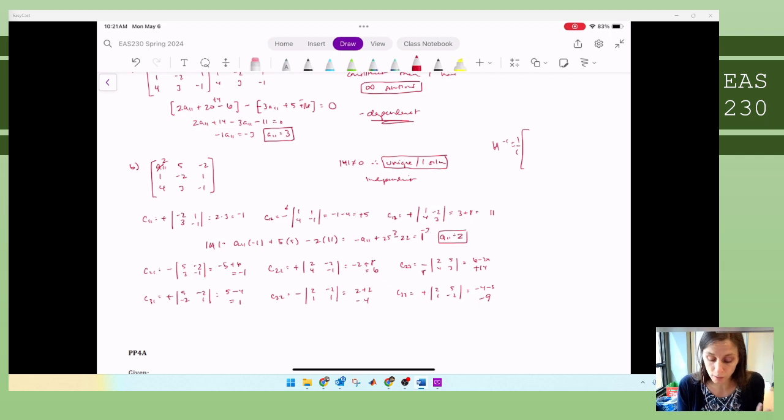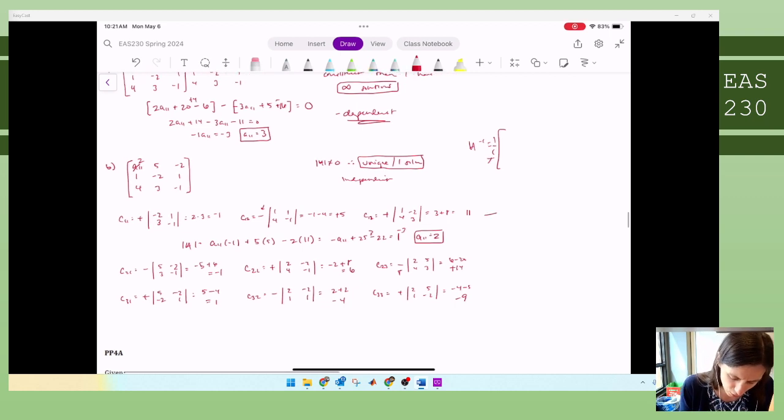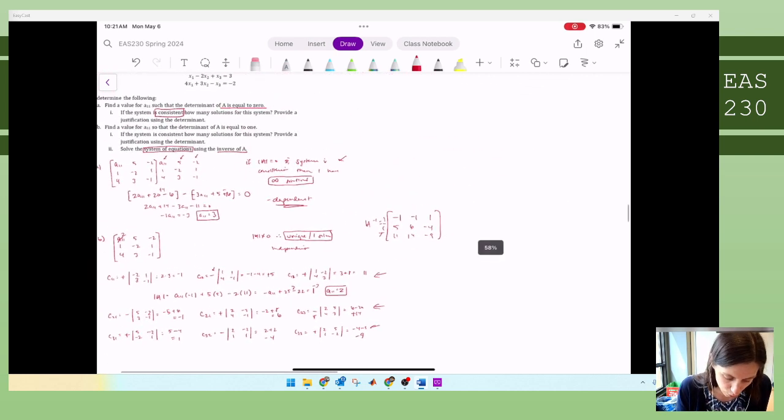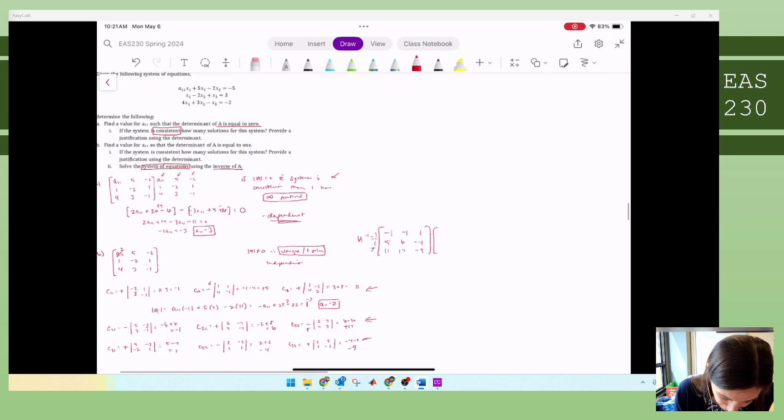Because the determinant is equal to 1. That's what I forced it to be. And then I take all of these cofactors and transpose them. So my first column becomes negative 1, 5, 11. My second column is negative 1, 6, 14. My third column is 1, negative 4, negative 9. So there's A inverse. If I want to solve my system using A inverse, I multiply that by B.